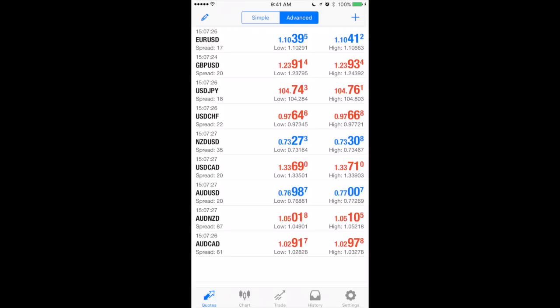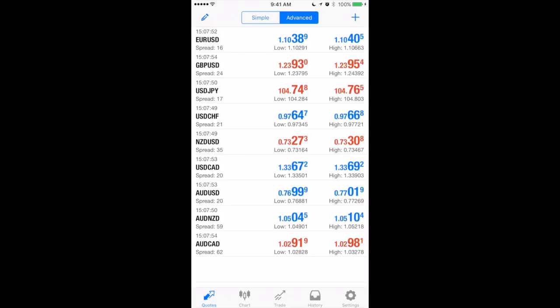Advanced, this will tell you the time, the spread, the high and the low. So like if you buy and sell, those are the different prices that you'll actually buy and sell at. And that's the spread, the difference between the prices. So it's 1 pip and 6 points on Euro USD. That's like 17 is 1 pip and 7 points.